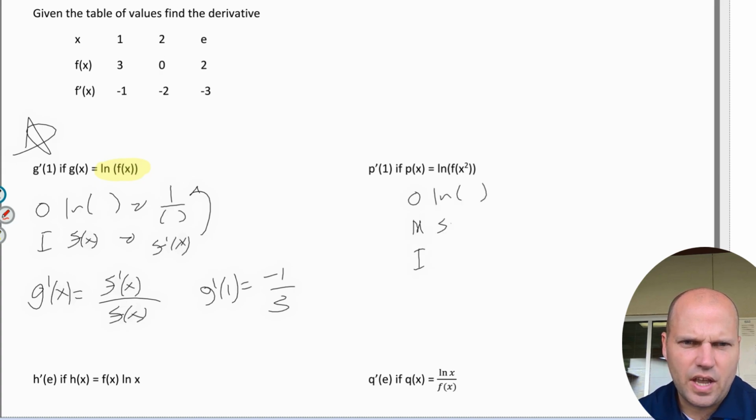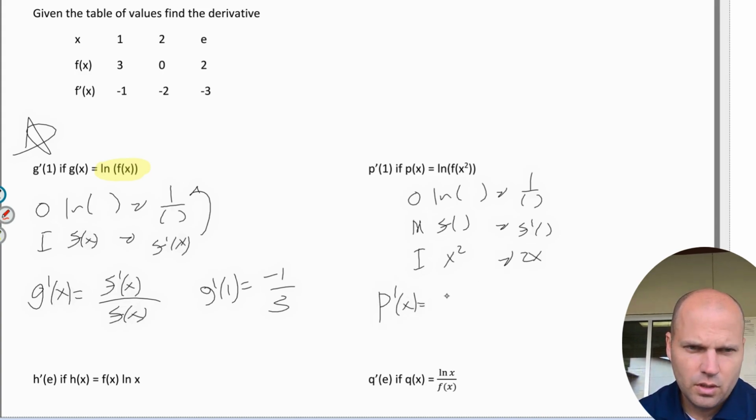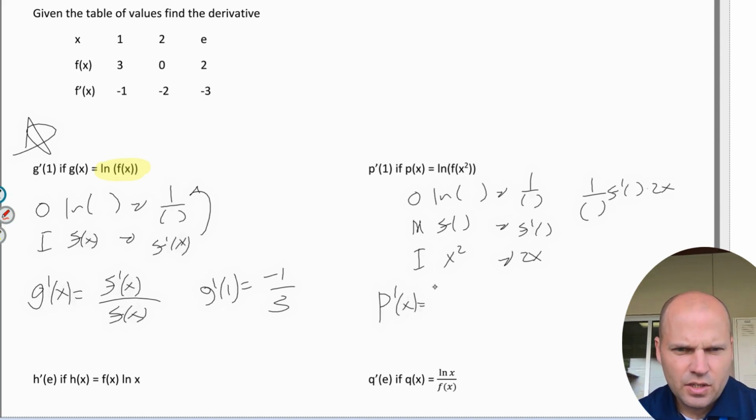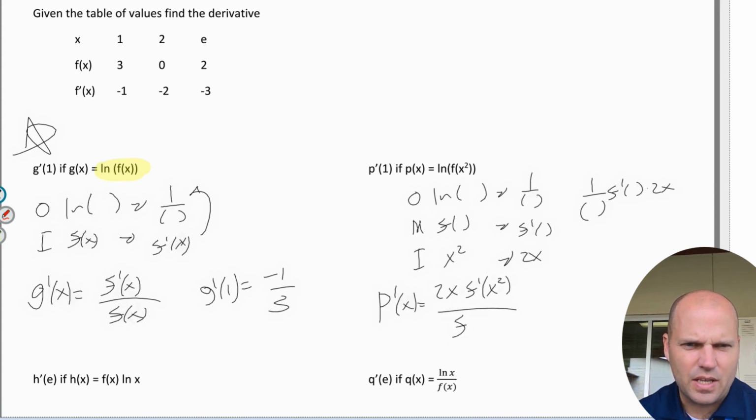Log of f of x squared. 1 over f of x squared. Gosh, it's nice out. It was so humid earlier, and now the breeze is rolling in. Feeling good. Okay, if you want to multiply it all together, you have 1 over f of x squared times f prime of x squared times 2x. Which means the 2x and the f prime of x squared go up top, while the f of x squared goes on the bottom. What starts in the parentheses stays in the parentheses.